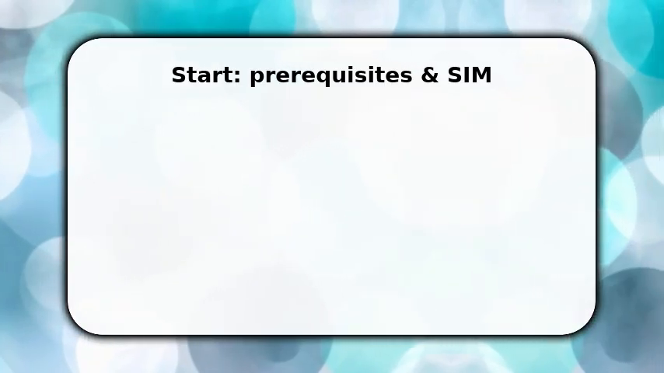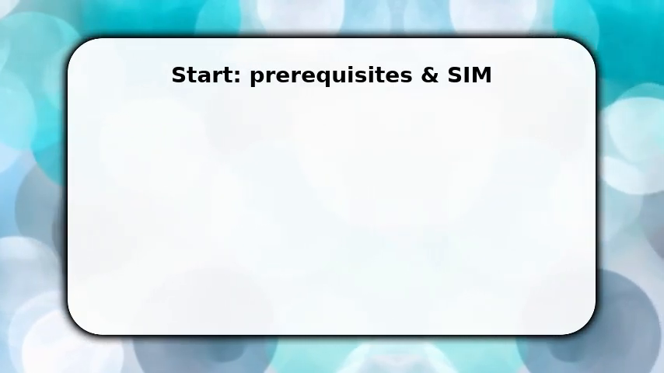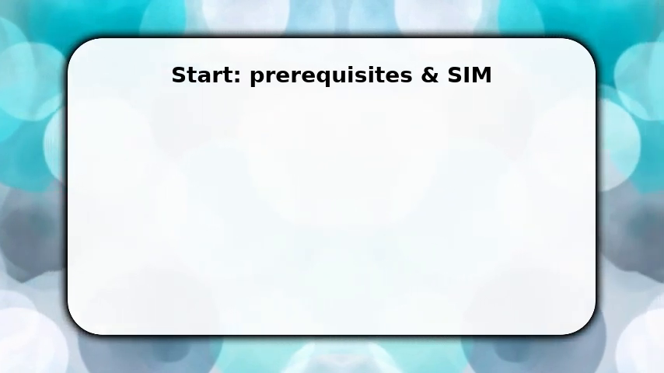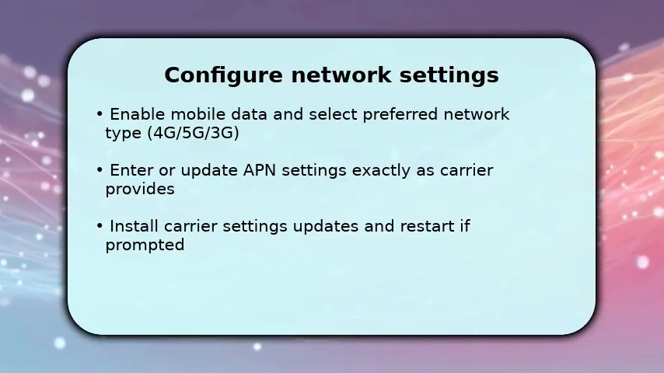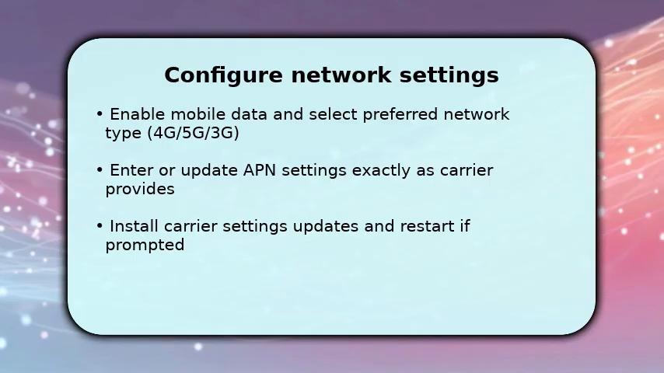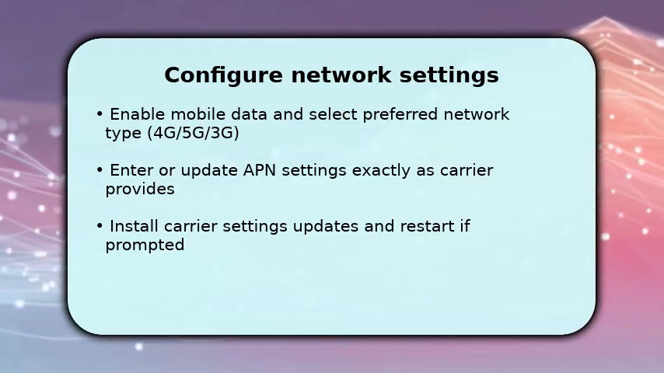Make sure airplane mode is off and mobile data is enabled so the device can search for the network and receive initial provisioning. Now you'll configure the middle steps that let voice and data flow. Open Settings, choose Connections or Network, and pick the preferred network type such as 4G or 5G. This affects speed and compatibility.